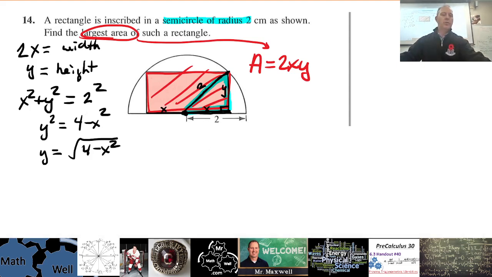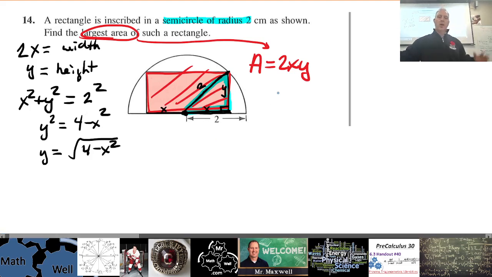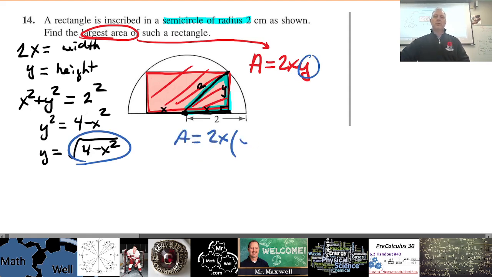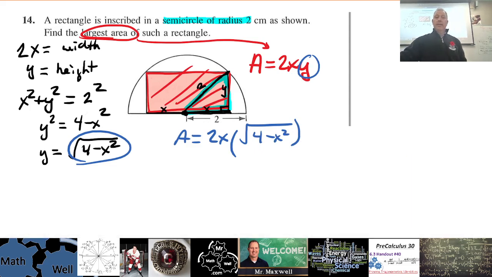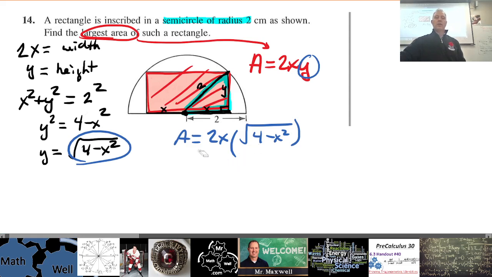All right, so now in blue, let's take a look at our combined area function. I'm going to put this in for y here. So area is going to be 2x times root 4 minus x squared. So just one single y, 2x, y. How are we doing so far? You guys with me on this? Don't even need the brackets there, but we're good so far, yes? I'm seeing some nods.